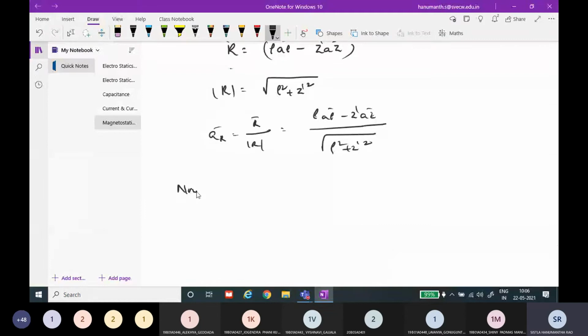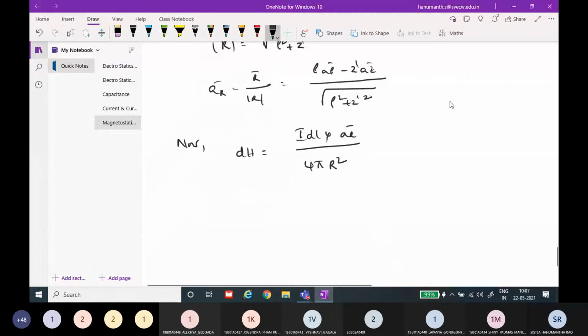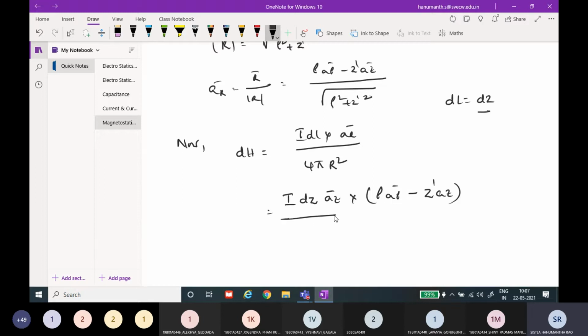Now dH is equivalent to, what is dH? I dl cross a R bar by 4 pi R square. dl is equivalent to dz, so I write I dz az bar, because I is in the direction of az bar, so I dz az bar cross a R bar. What is that? Rho a rho bar minus z prime az bar, divided by 4 pi, R square by R, so rho square plus z prime square whole power 3 by 2.